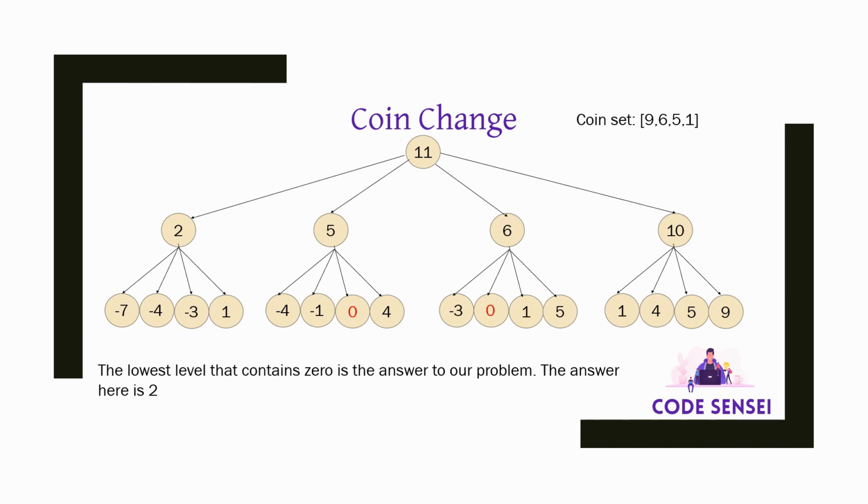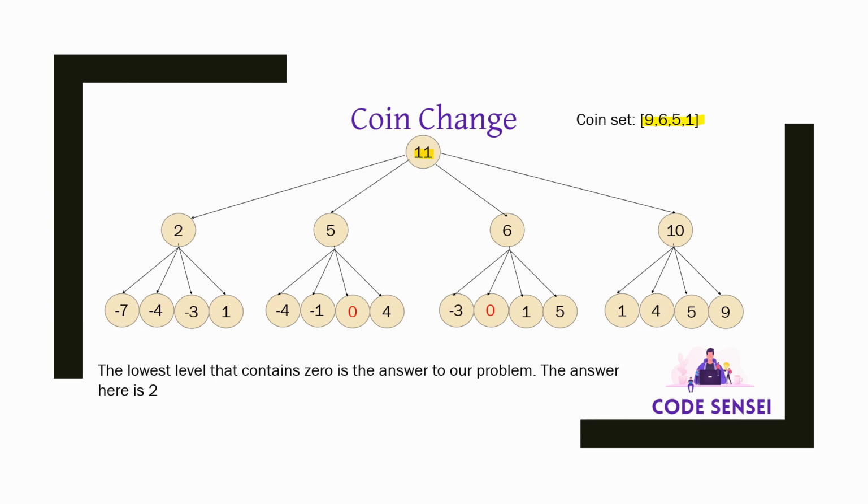So, we know that our coin set consists of the coins 9, 6, 5 and 1 and the amount that we require is 11. So, how can we solve this problem? You have to think of these problems as many sub-problems. You have to divide it into many sub-problems.